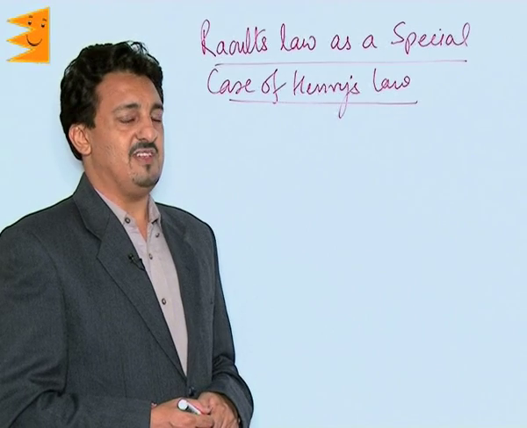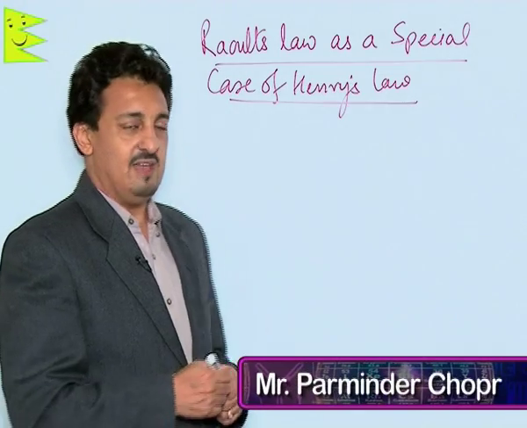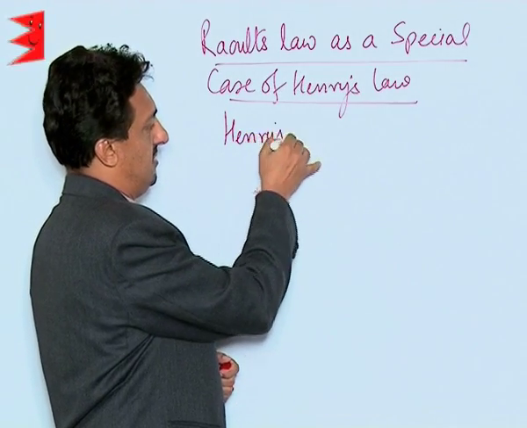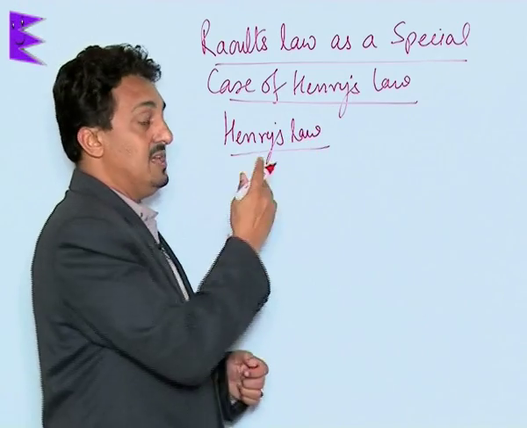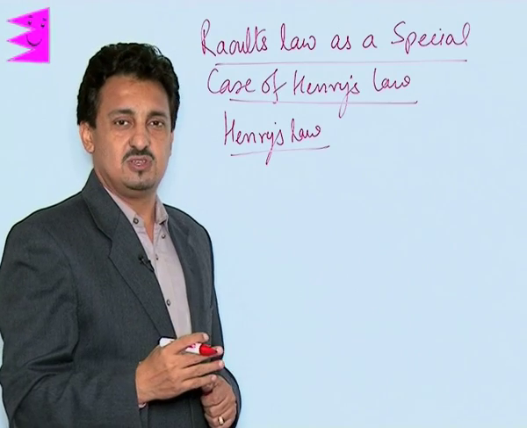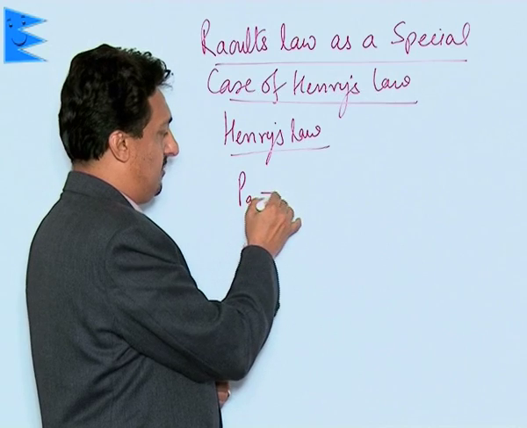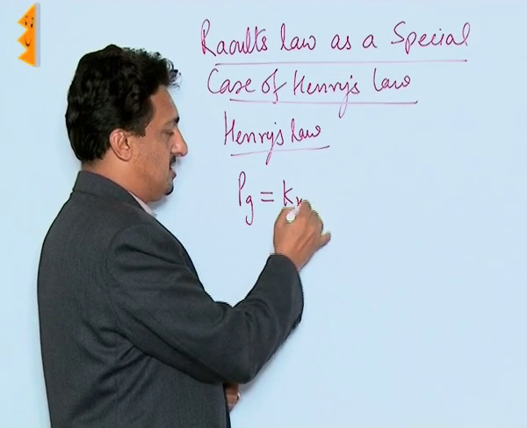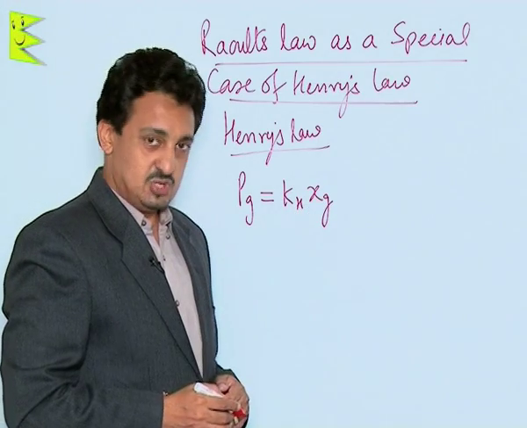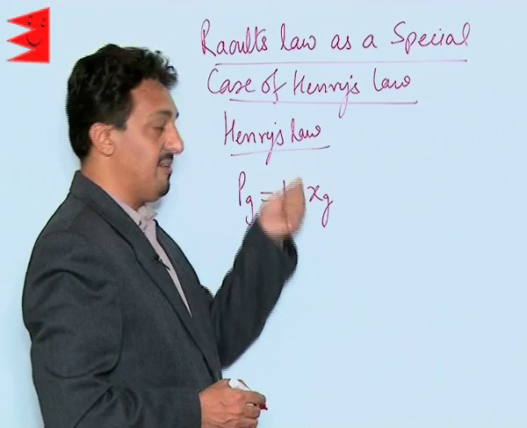Raoult's law as a special case of Henry's law. We have done Henry's law, and we know that Henry's law talks about the partial pressure of a gas present in the liquid solution. It says that the partial pressure of any gas in the liquid solution is equal to the product of the Henry's constant and its mole fraction in the solution in the liquid state. So this is the formula we already know from Henry's law.